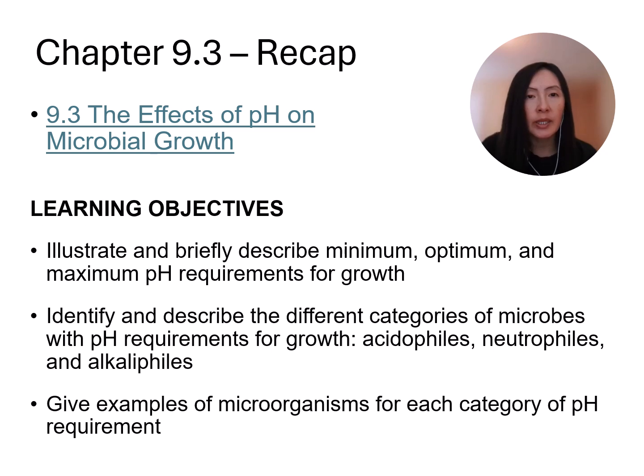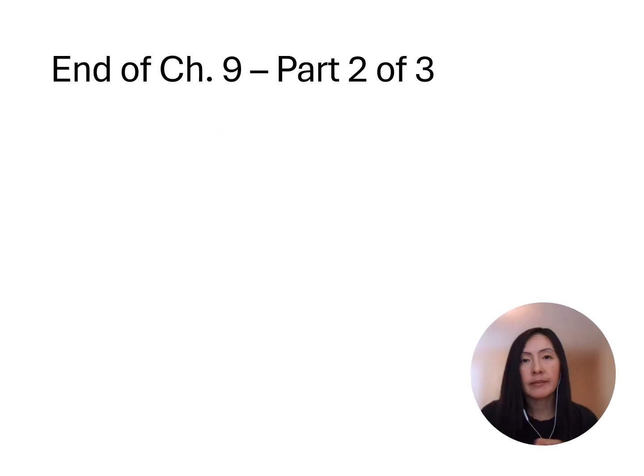For the third one, examples of microbes for each pH requirement, we talked about for acidophiles, Lactobacillus, or Cephalosphaera, that archaeon. For neutrophiles, E. coli, staphylococci, Salmonella. And for alkalophiles, Vibrio cholerae, as well as the archaeon Natronobacterium. That takes us to the end of part 2. In part 3, we'll continue with temperature and other environmental conditions that affect microbial growth.